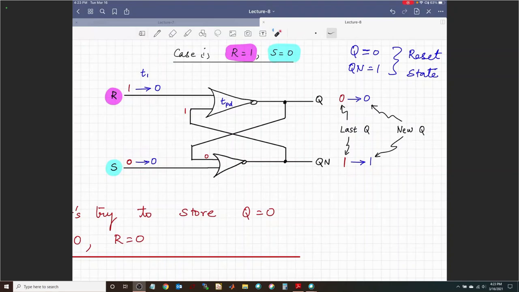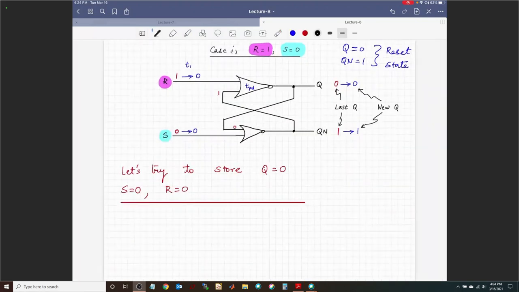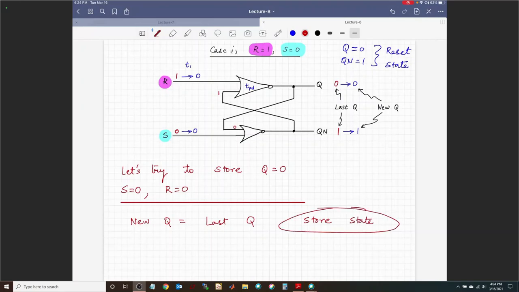So the blue, I used blue to indicate that after you went through that reset state, when you tried to do the store state, you had to change this to a zero. This didn't change because of that. That didn't change because of that. That didn't change because of that. So Q, new Q is last Q. That's your store state. So we can do a reset, make a zero, store it.